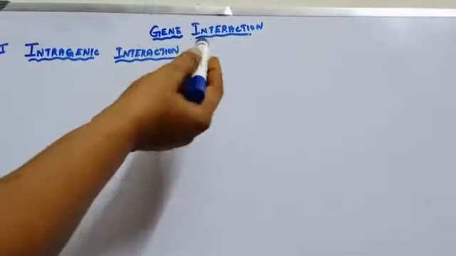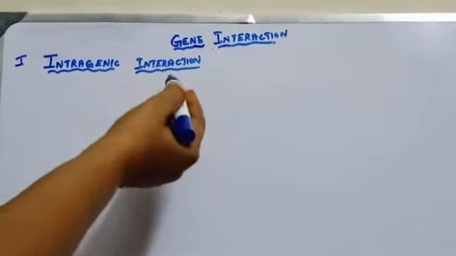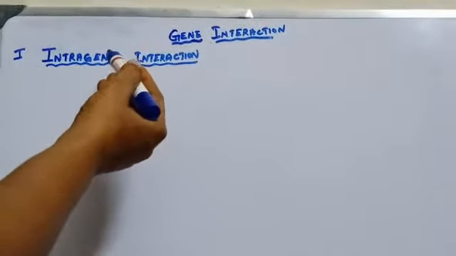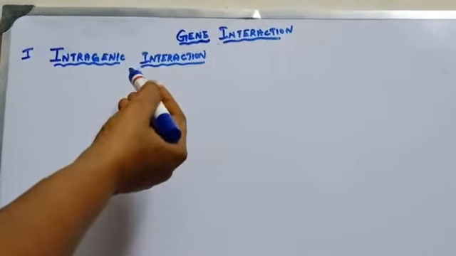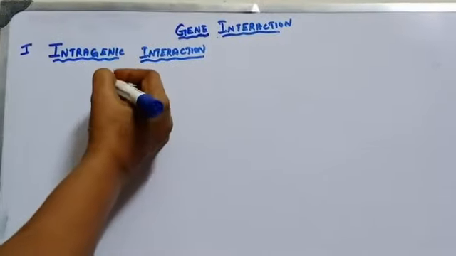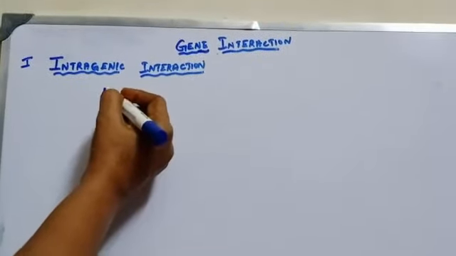Thank you. This class we have seen the types of gene interaction. This class we will see intragenic interaction. What is meant by intragenic interaction? That is interaction between alleles of gene which are present on the same gene locus on homologous chromosome.